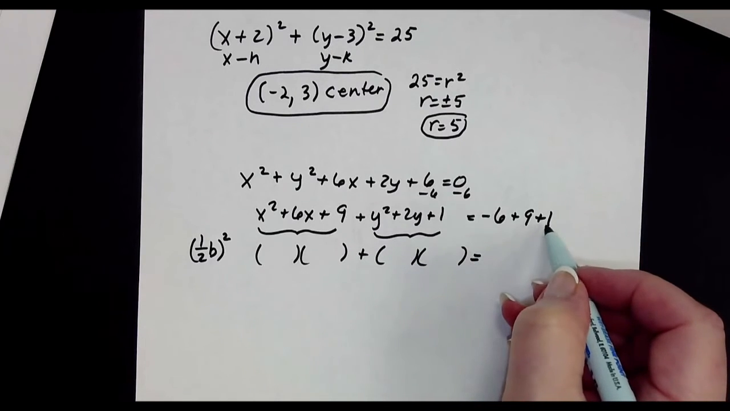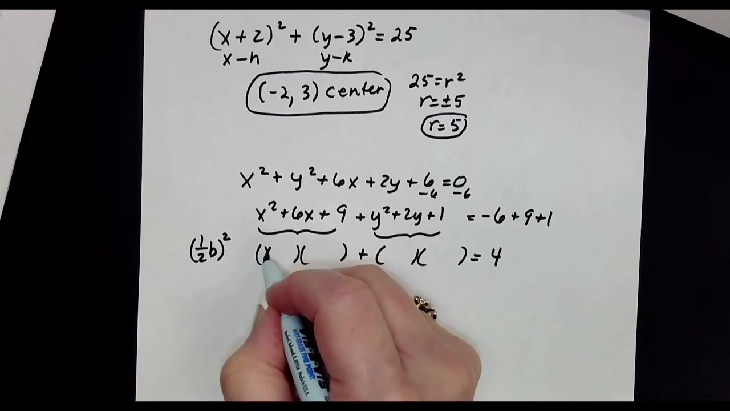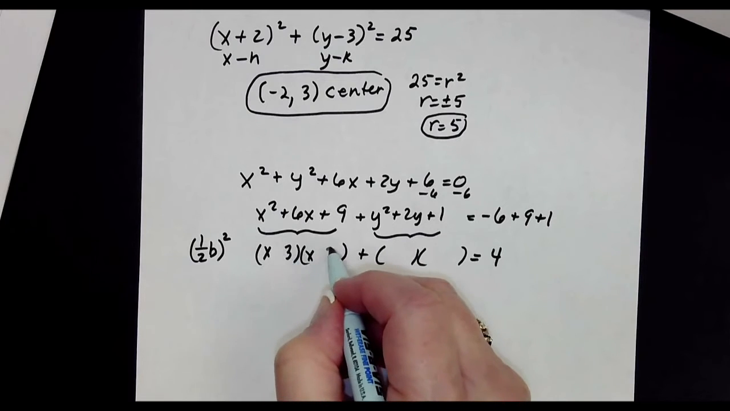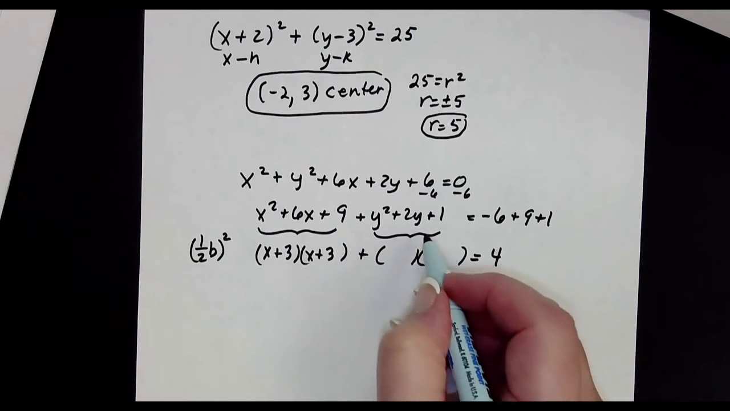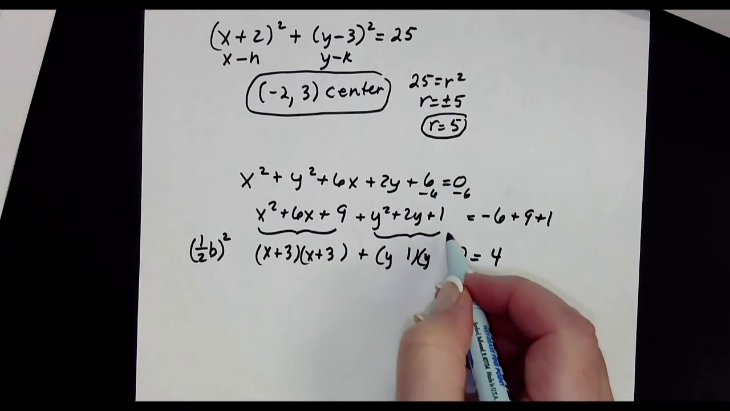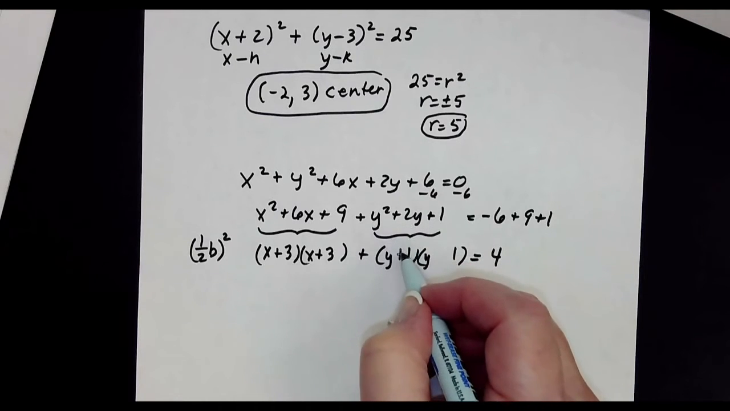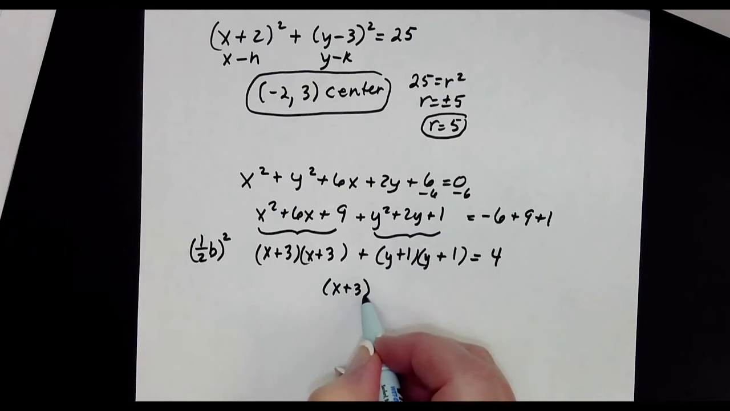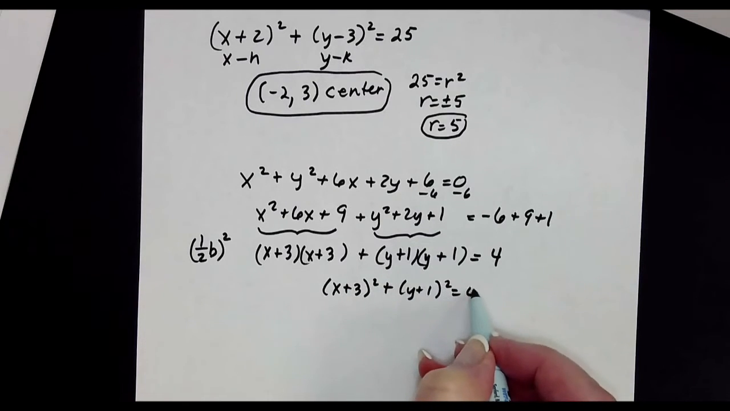This is 9 plus 1 is 10, minus 6 is 4. Here we're going to get x and x. Factors of 9 are 3 and 3. Since they're both plus plus, this is going to be plus plus. Same with this one, y and y. 1 and 1 to get the 1. 1y and 1y is 2y, but it's a positive 2, so we have plus plus. So we get x plus 3 squared plus y plus 1 squared equals 4.